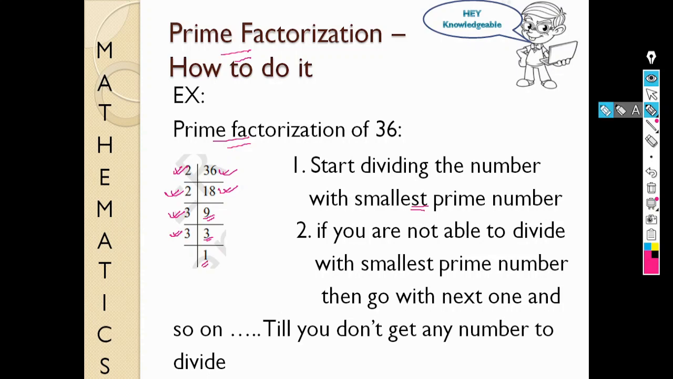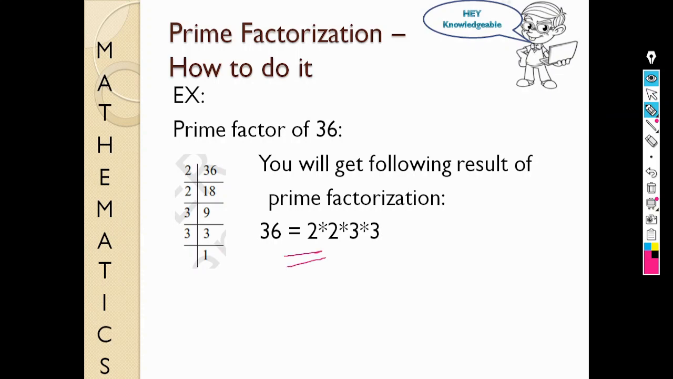So we'll get 1. Here the prime factorization of 36 would be: 36 can be written as 2 into 2 into 3 into 3. This is the result of the prime factorization of 36. The same thing is written here in this slide.